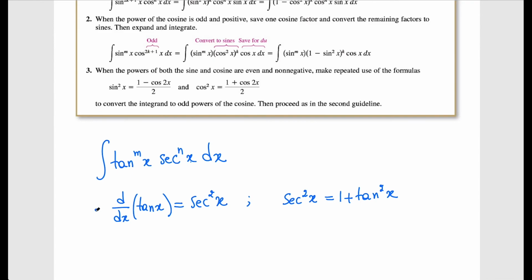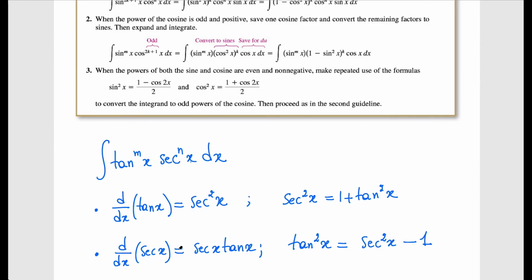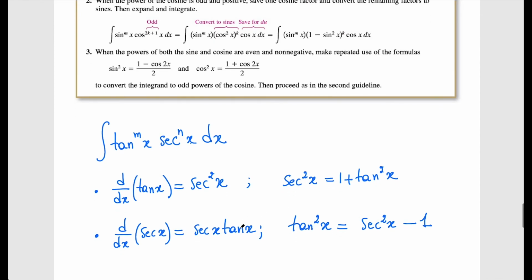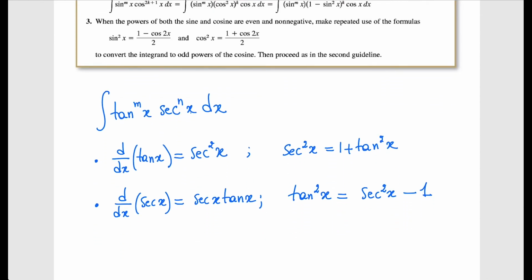On the other hand, we know that the derivative of secant of x is sec x tangent x. And we can manipulate this and rewrite tangent squared x as secant squared minus 1, correct? So these two properties allow us to say the following. If this m is odd, and odd can be written as 2k plus 1, where k is an integer, right? So if m is odd, then you can do the following.